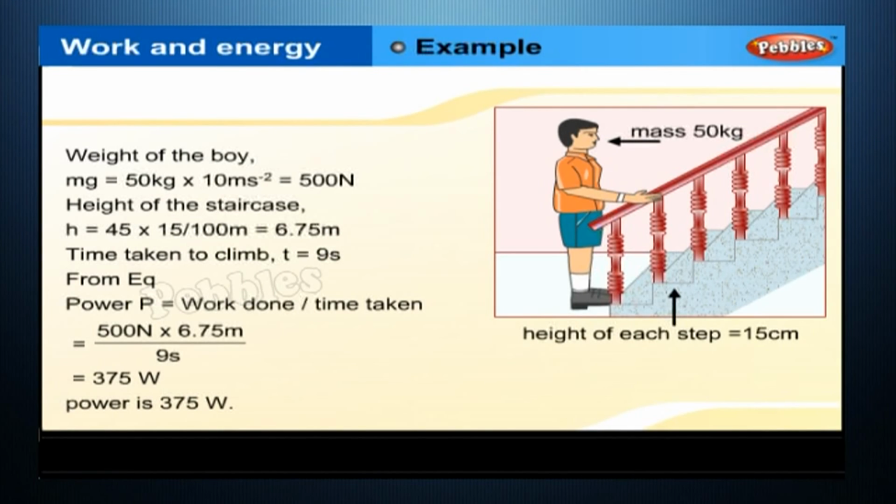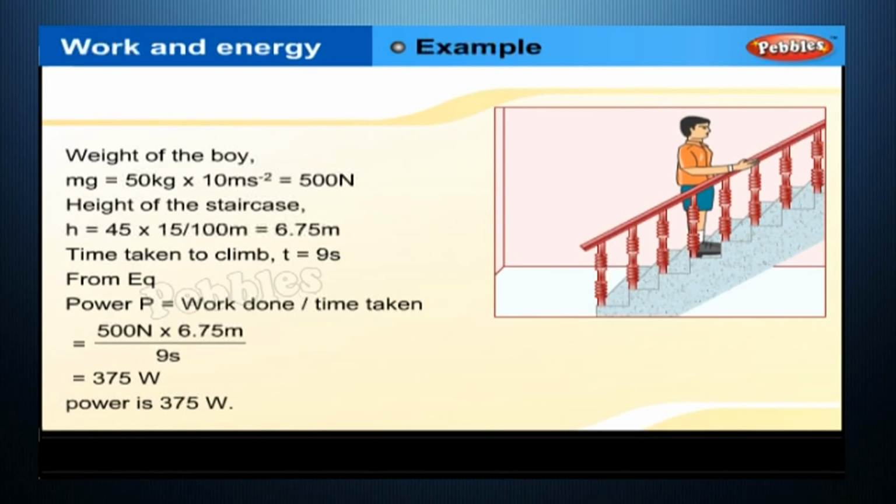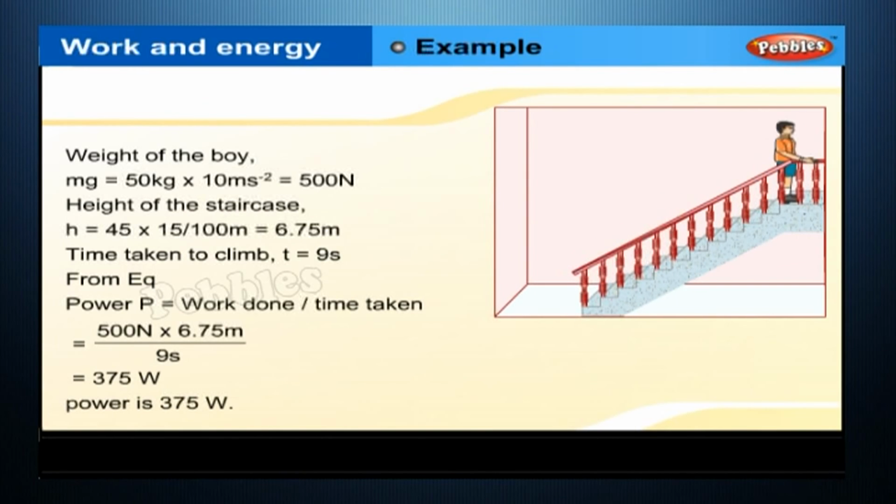Example: a boy of mass 50 kg runs up a staircase of 45 steps in 9 seconds. If the height of each step is 15 centimeters, find his power. Take g = 10 m s⁻². Solution: weight of the boy, mg = 50 kg × 10 m s⁻² = 500 N. Height of the staircase, h = 45 × 15/100 m = 6.75 meters. Time taken to climb, t = 9 seconds. From the equation, power P = work done divided by time taken = 500 N × 6.75 m / 9 seconds = 375 W. Power is 375 watts.